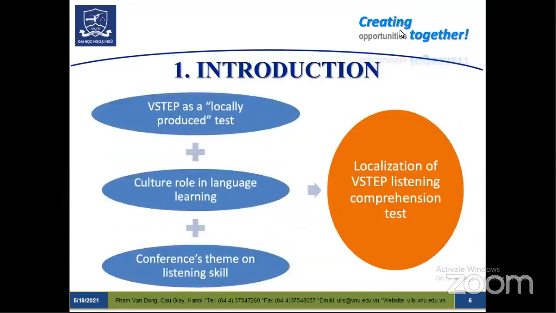The reason why I mentioned the two things, the first one being VSTEP, and the second one the cultural role in language learning, is because I want to bring out the rationale of our study.